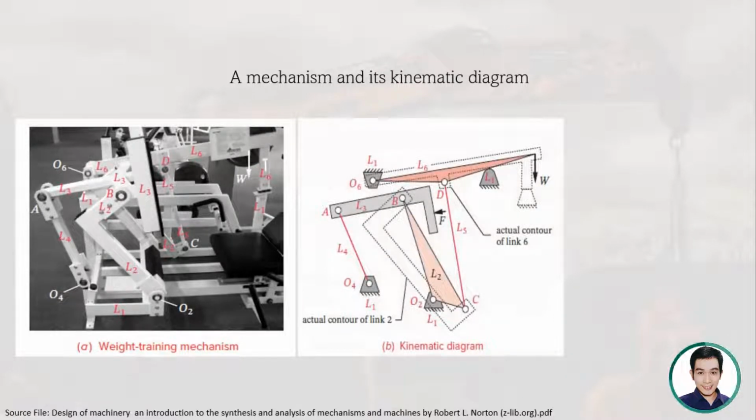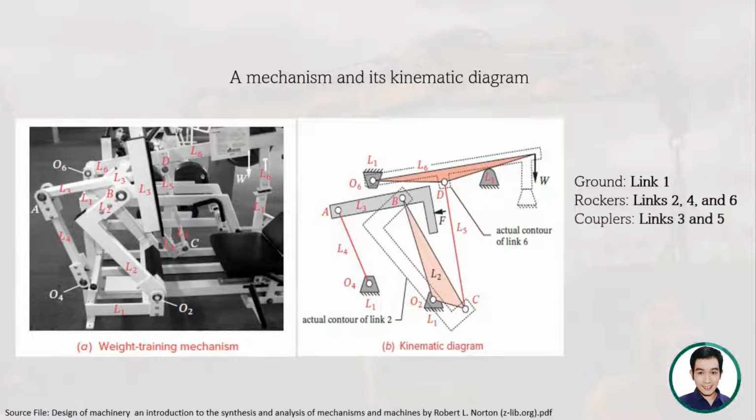You can see here that the ground link is the link 1. All the grounds are actually considered as link 1, so you can see here they are all L1. All the ground are considered link 1 because basically everything will just be put in the grounded. Rockers here are the links 2, 4, and 6. We have the couplers, which are the links 3 and 5.